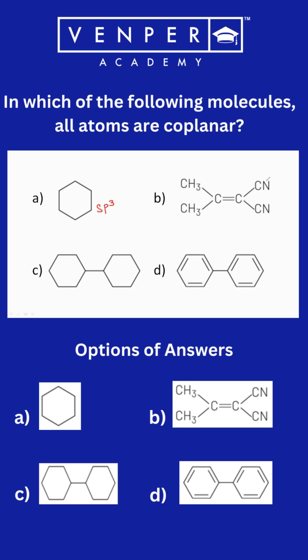And in option B, we can see the methyl groups have only single bonds, so they are sp3 hybridized, and the alkenes are sp2 hybridized because they have a double bond, and the cyanide has a triple bond, so it is sp hybridized. And option C has all single bonds, so it is sp3 hybridized, and in option D all the atoms have double bonds, so they are sp2 hybridized.